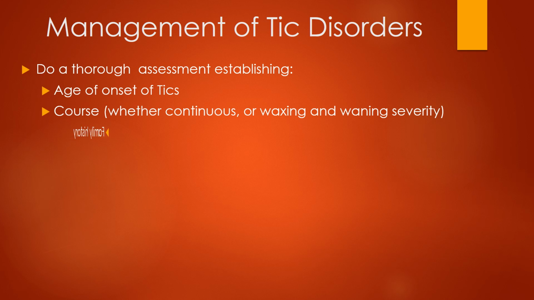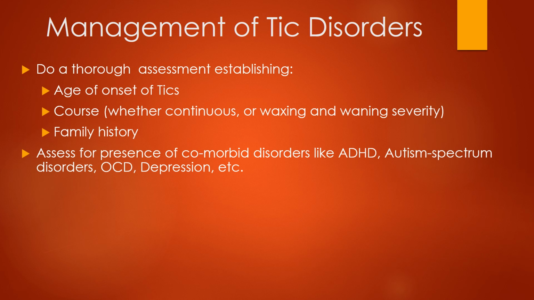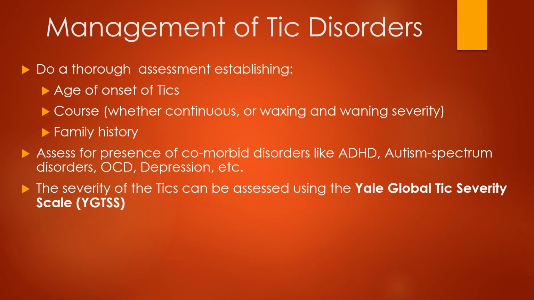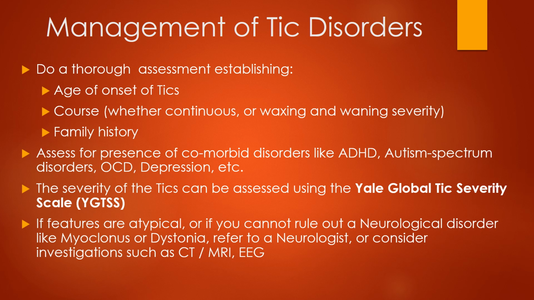Do a thorough assessment establishing the age of onset of tics, the course, and family history. Assess for the presence of comorbid disorders like ADHD, autism spectrum disorders, OCD, depression, etc. The severity of the tics can be assessed using the Yale Global Tic Severity Scale. If features are atypical or if you cannot rule out a neurological disorder like myoclonus or dystonia, consider referral to a neurologist or investigations such as CT, MRI, or EEG.